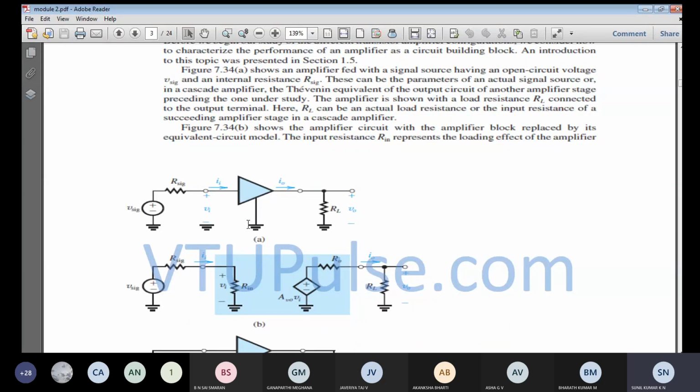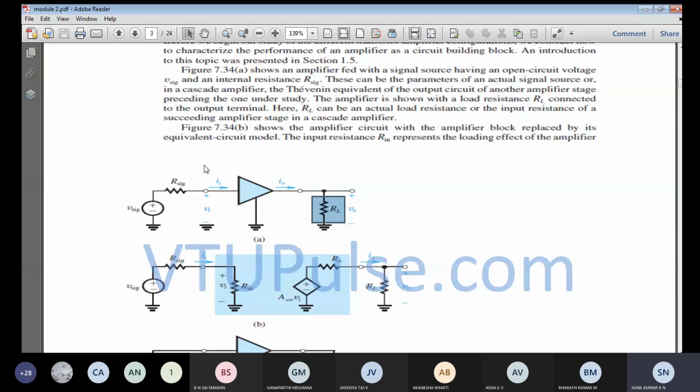In it, one of the terminals will be common, so we have written one terminal connected to ground, another terminal given as the input, and another terminal connected as the output. A load resistance, which can be considered the succeeding amplifier stage, or else an actual load, can be connected across the output of the amplifier.